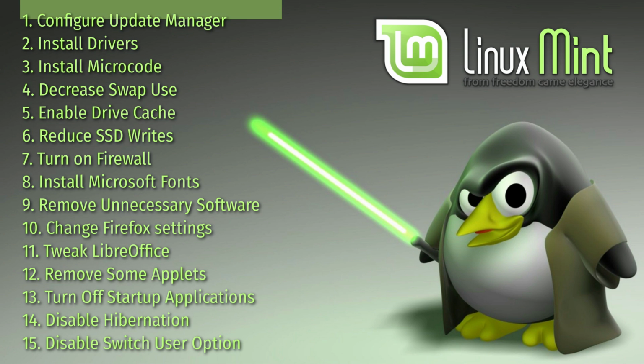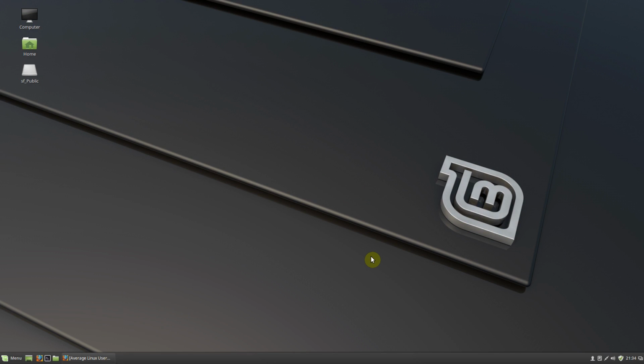And we start with thing number 1, configure Update Manager. I have already shown how to configure the Update Manager in my Linux Mint installation guide for beginners. However, even if you have configured it, you can periodically go to the settings and check if you are still using the fastest mirror. Sometimes the rank of the servers can change.